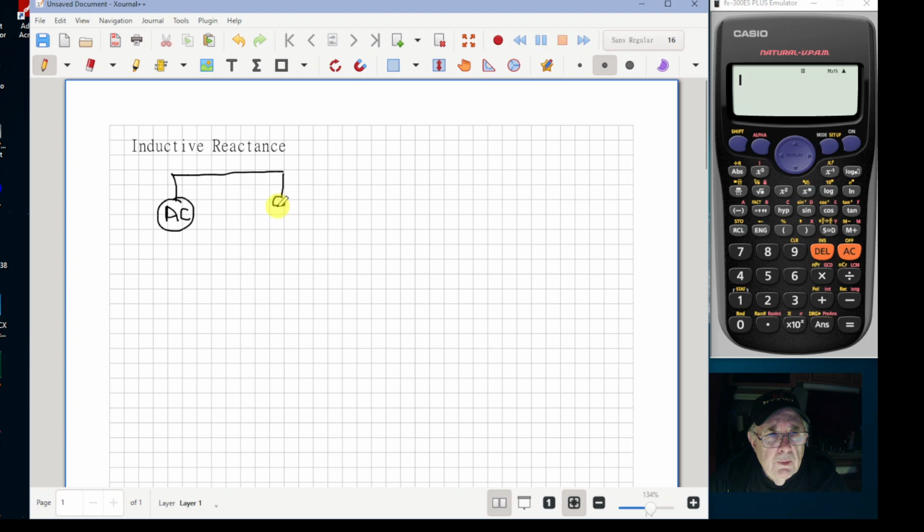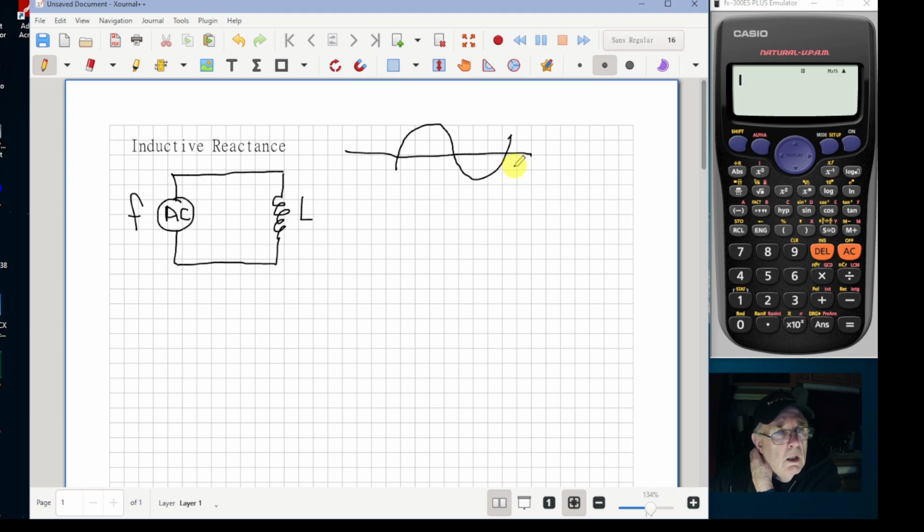and let's run it through a coil, which is an inductor. And this, of course, is our frequency source, alternating current. And this is our inductor. And so we're looking at a situation like this, where we have a sine wave, and the frequency is the time it takes to get from the beginning of the cycle to the end of the cycle. This is the positive half, this is the negative half.